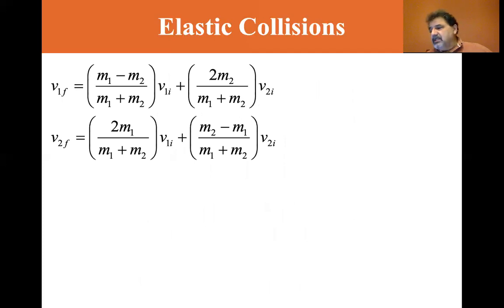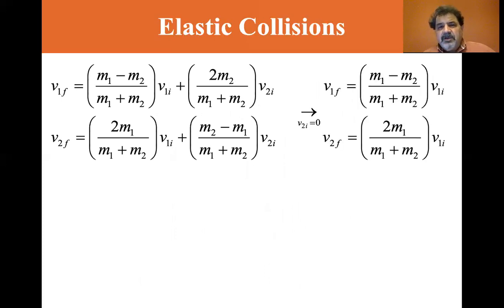Okay, now let's look at the special case where particle 2 is initially at rest, so V2 initial is equal to 0. If V2 initial is equal to 0, then that simplifies this equation to V1 final equals the ratio times V1 initial.